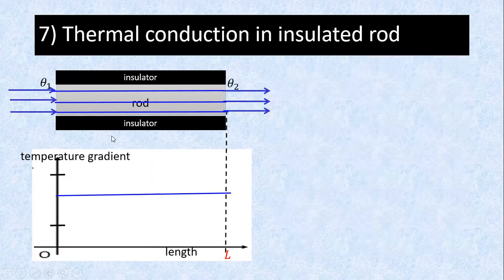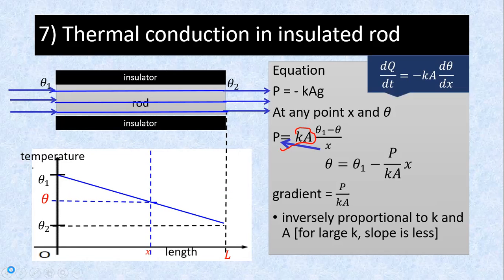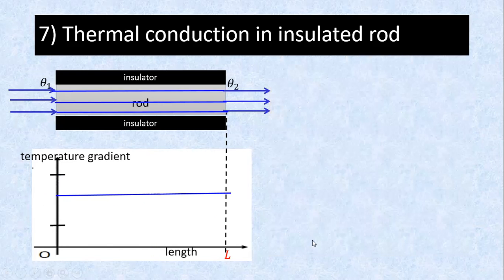If you look at temperature gradient against length, it's constant, right? Because it's a straight line graph. So it means the gradient is constant. Memorize, that's all.